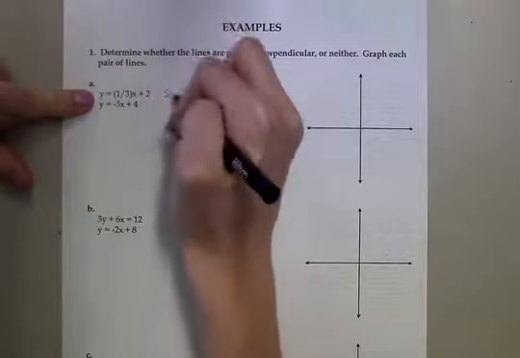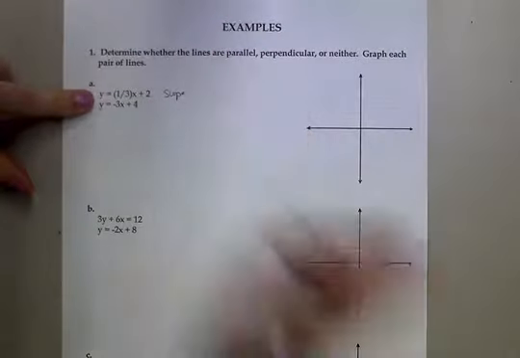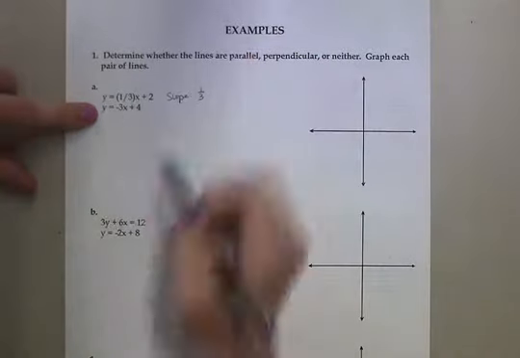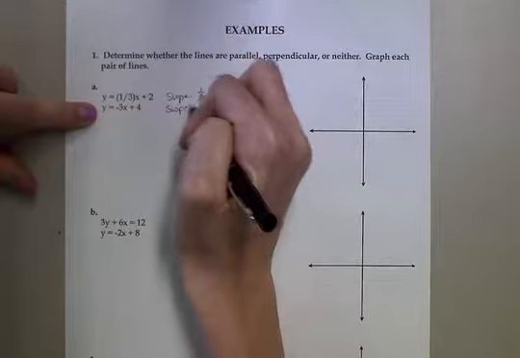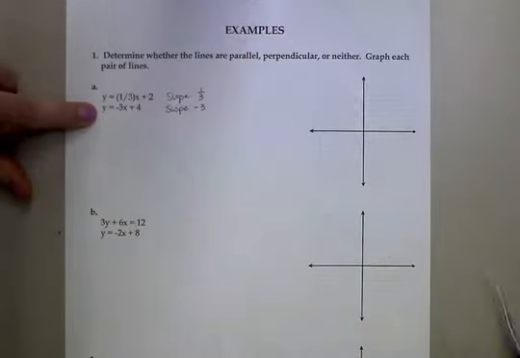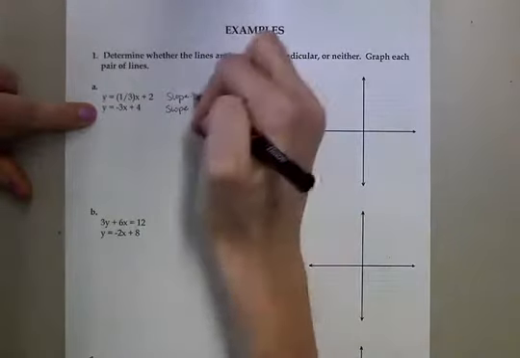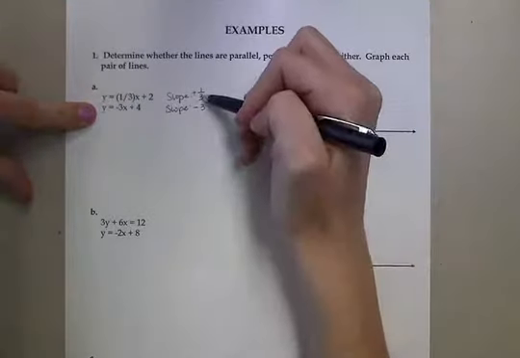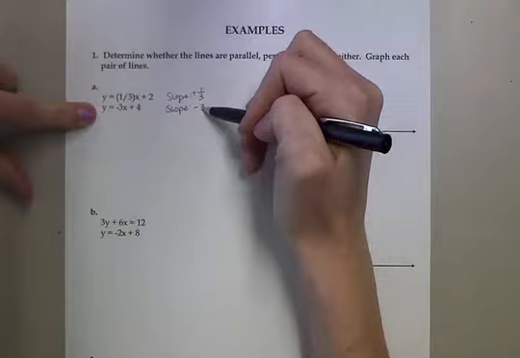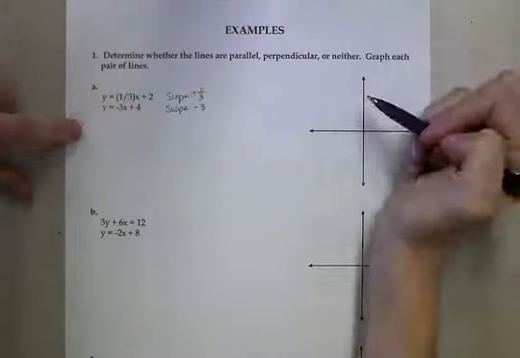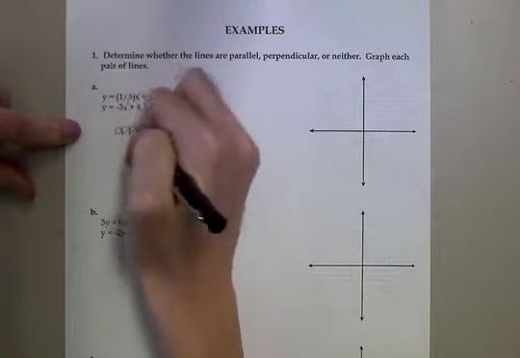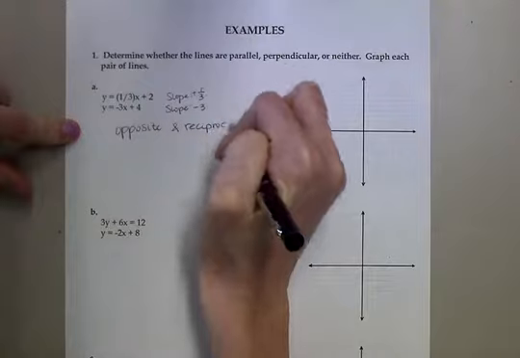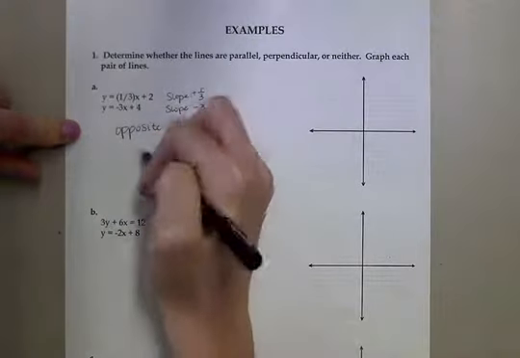So the slope of the first line is 1/3. The slope of the second line is -3. Well, we have a positive slope and a negative slope. 1/3 is the reciprocal of 3, and 3 is the reciprocal of 1/3. So these slopes are opposite and reciprocal. So they are perpendicular.